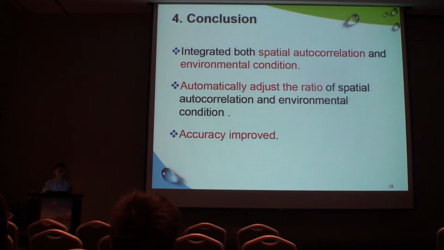As we discussed, the proposed method can integrate both spatial autocorrelation and the environmental condition. And this method can automatically adjust the ratio of spatial autocorrelation and the environmental condition by introducing adjustment coefficients k. And the result also shows our method can improve the accuracy of the mapping result.